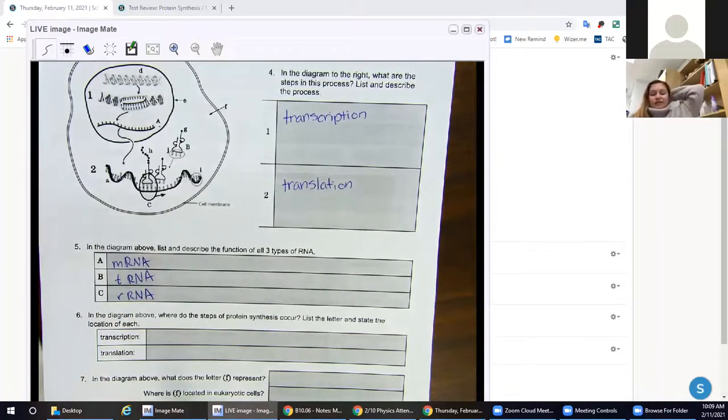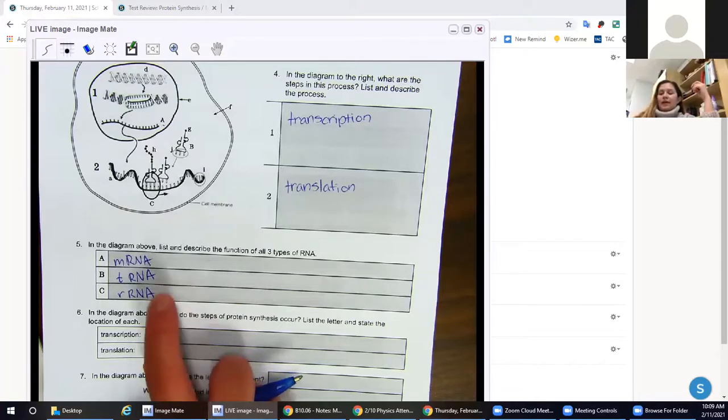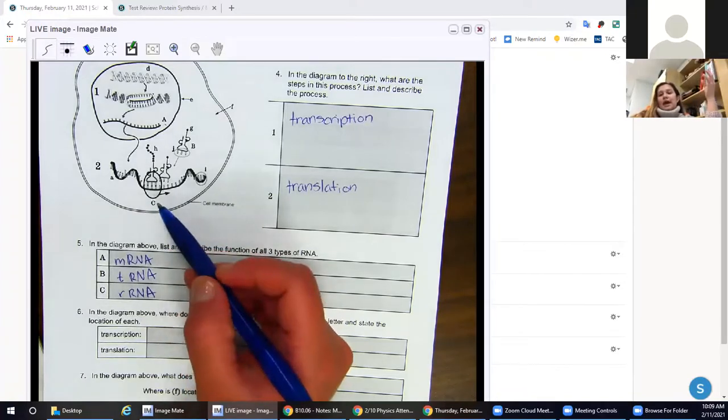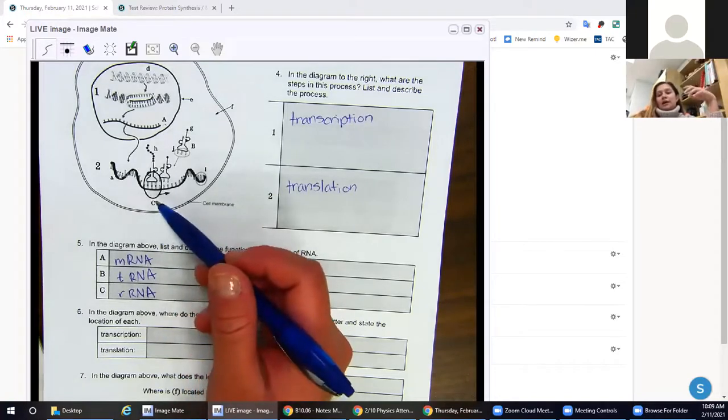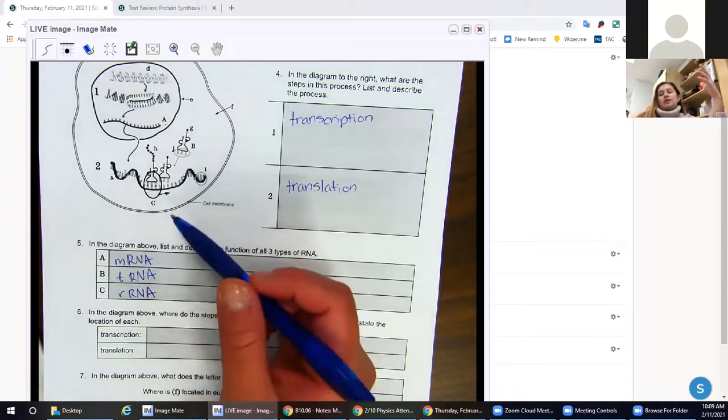Describing the functions, mRNA is responsible for copying the DNA. Then it's going to take that info into the rRNA. tRNA, the function of that one is to carry the amino acids to the rRNA, so that way it can make the proteins. And then finally, rRNA, that's the ribosome. That's where all the translation happens. It reads the mRNA, it brings in the tRNA, and then it's making proteins with those amino acids.